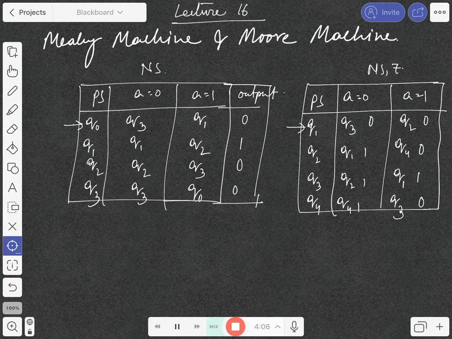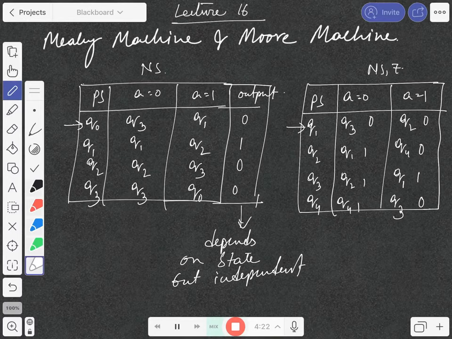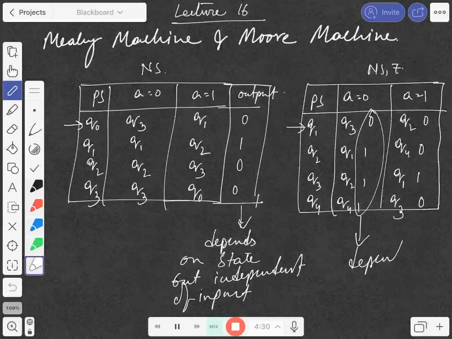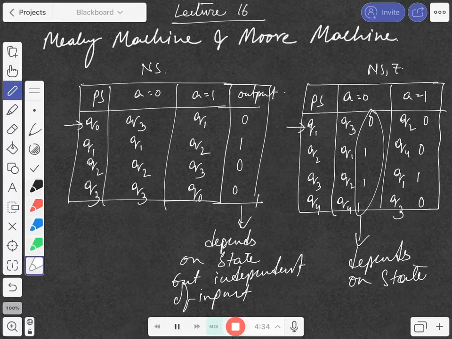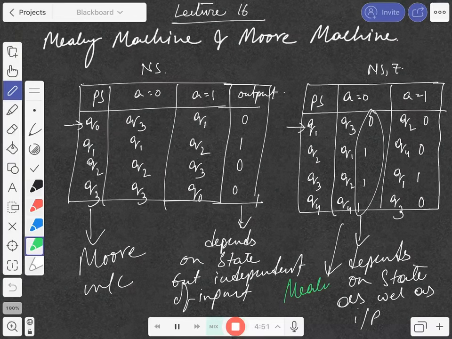Now, can I say this output depends on the present state, but is independent of input? But this output, whatever it is, depends on state as well as input also. So, this machine is obviously the Moore machine, and this machine is the Mealy machine. Now, the next thing that we are going to discuss is, if a Moore machine is given to you, how to convert it to a Mealy machine, and if a Mealy machine is given to you, how to convert it to a Moore machine.